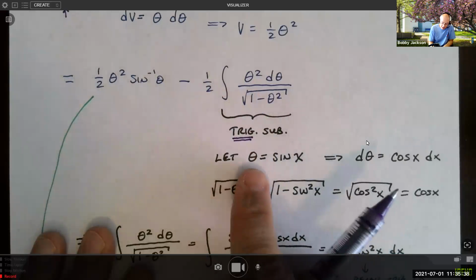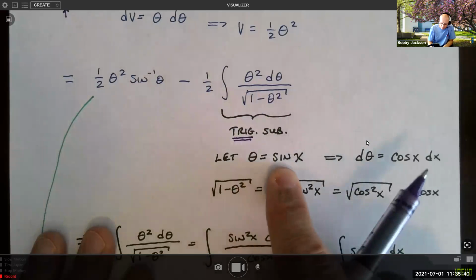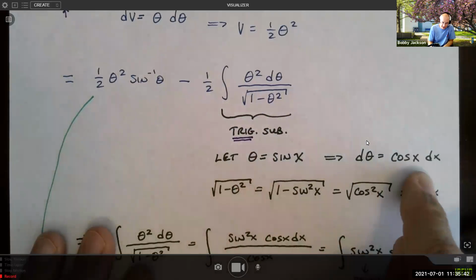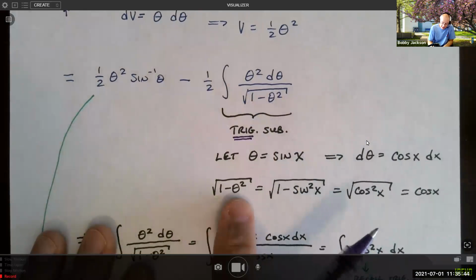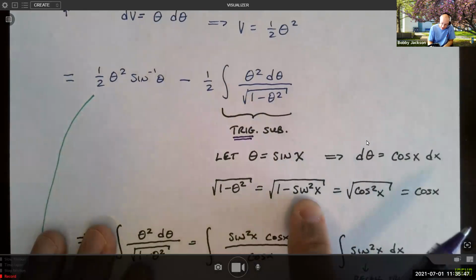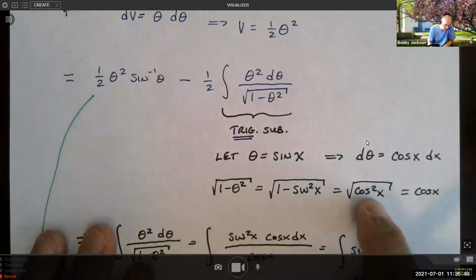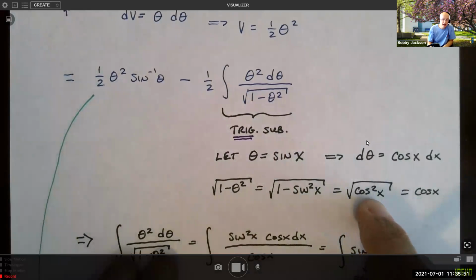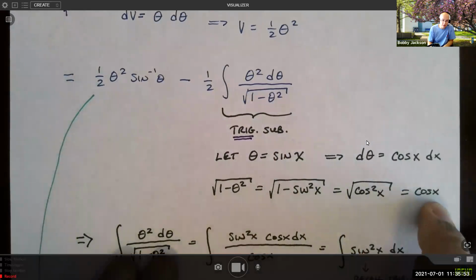So let theta be sine of x, d theta is cosine of x dx, and this square root of 1 minus theta squared would be the square root of 1 minus sine squared x, which is, of course, cosine squared x by the Pythagorean identity, and we get the square root of that being, of course, cosine x.